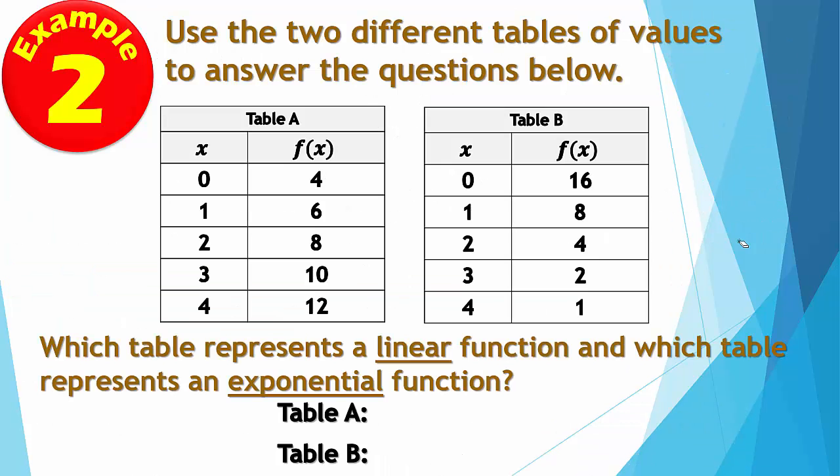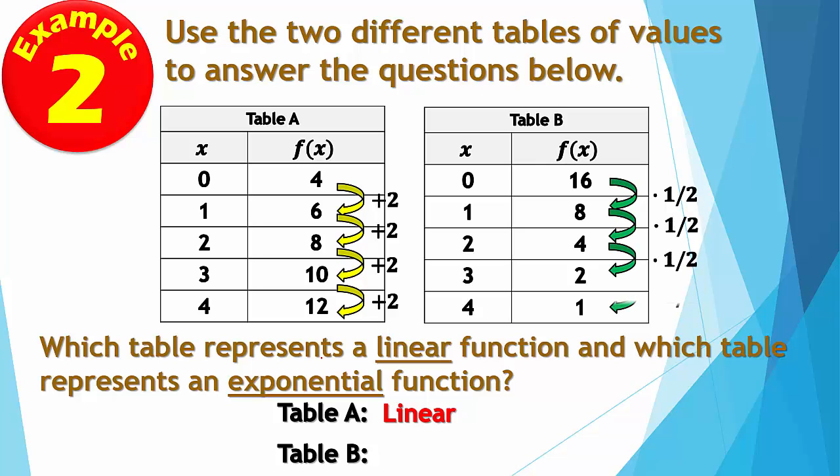Second example, use the two different tables of values to answer the questions below. Which table represents a linear function and which one represents an exponential function? So all we have to do is look and see which one is going up by adding, which one's going up by multiplying, or down, either way. So here we're adding 2 each time, so we're increasing by 2, so that one is a linear function. With this one, we're multiplying by 1/2, or you could say dividing by 2.